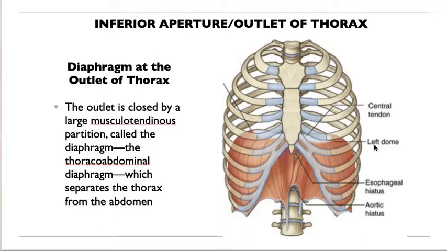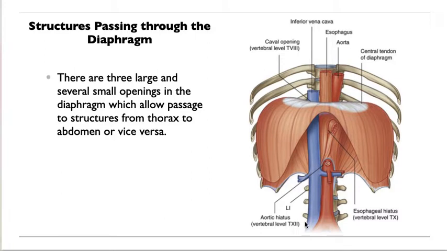Diaphragm at the outlet of the thorax. It is closed by this large musculotendinous partition, which is called the diaphragm. In fact, it is the thoracoabdominal diaphragm, which is separating the thorax from the abdomen. Now, the structures passing through the diaphragm.